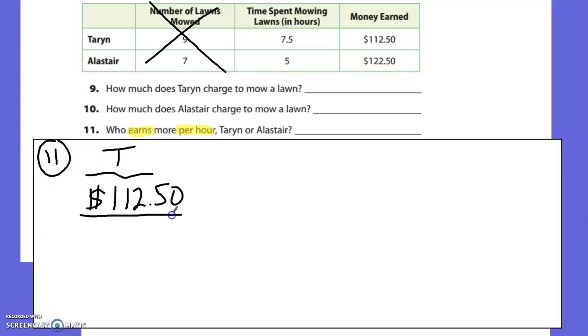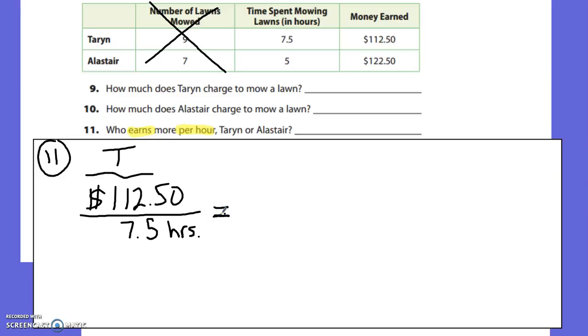And this time we're not trying to figure out how much she makes per lawn. We're trying to figure out how much she makes per hour. So if you go look in the hours, it's 7.5 for Taryn. And this is going to be exactly like what we just did. It's a different division problem. It's the same dividend, but it's a different divisor. So that will tell you how much she's going to make per hour.